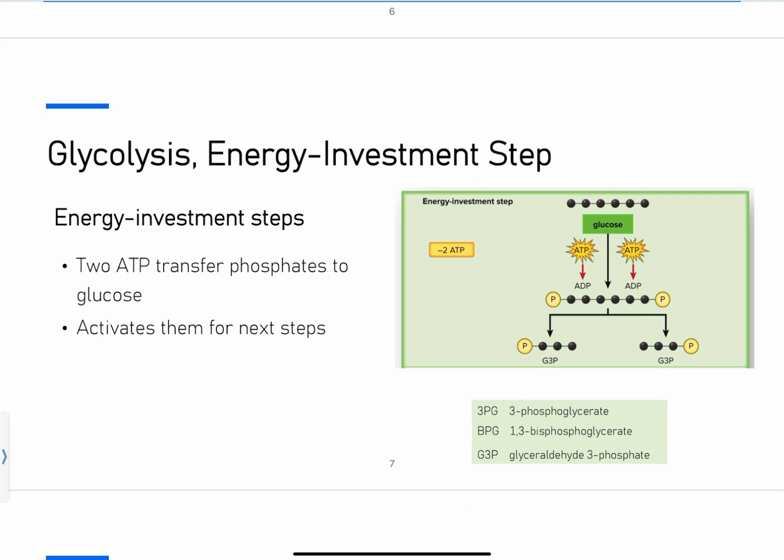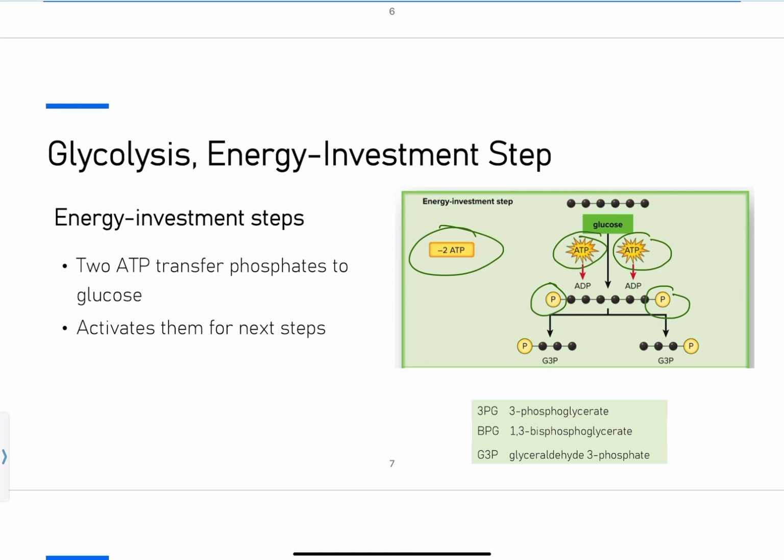So in the energy investment phase, we're going to actually use 2 ATP in order to get this system started, in order to begin the breakdown of glucose. So the energy that we're using is going to come from 2 ATP molecules. And these 2 ATP molecules are going to add phosphate groups to the end of the glucose molecule as represented here. And this phosphorylation is going to help prime glucose and convert it into a more reactive form, which is eventually going to lead to the formation of something called glyceraldehyde 3-phosphate, or G3P.